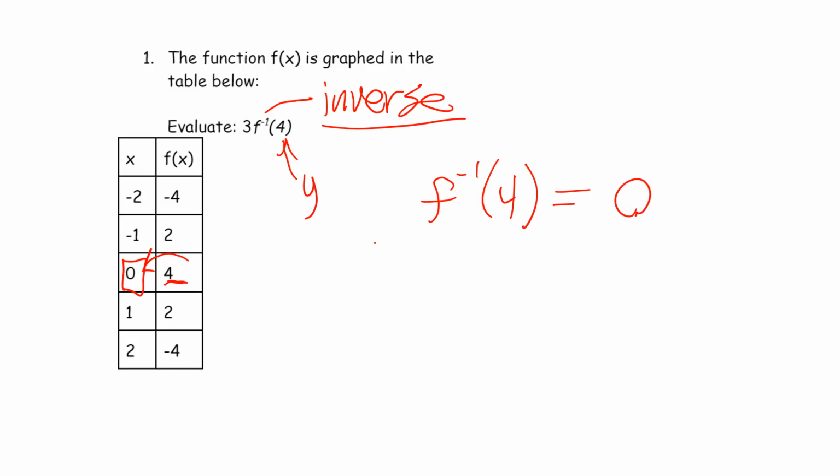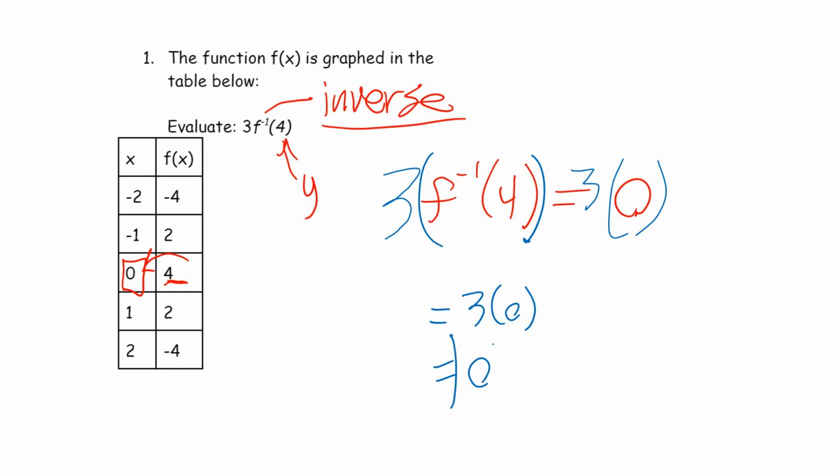That means 3 f inverse 4 is going to be 3 times 0. So we'll say 3 times 0, which is, of course, 0, and your answer is going to be 0.